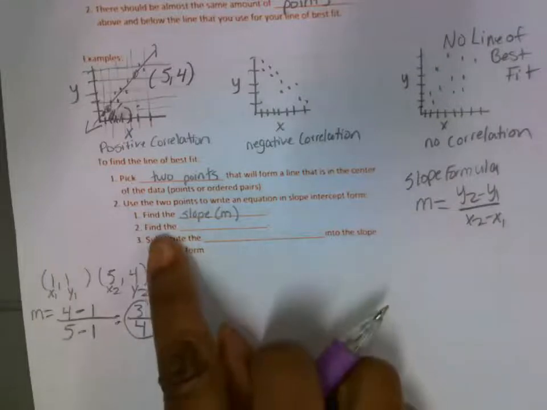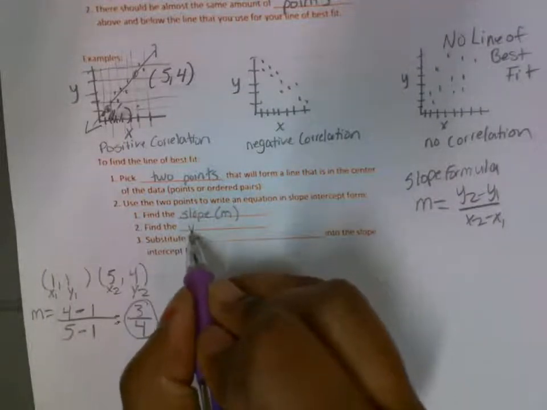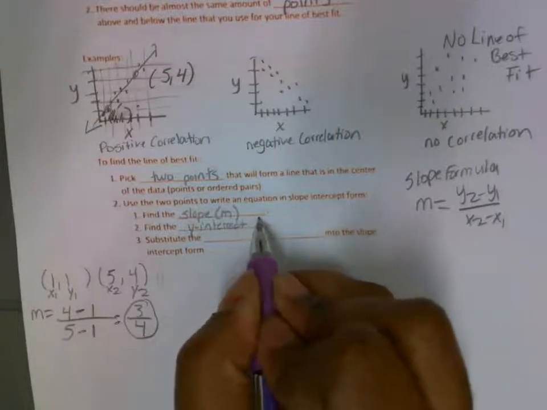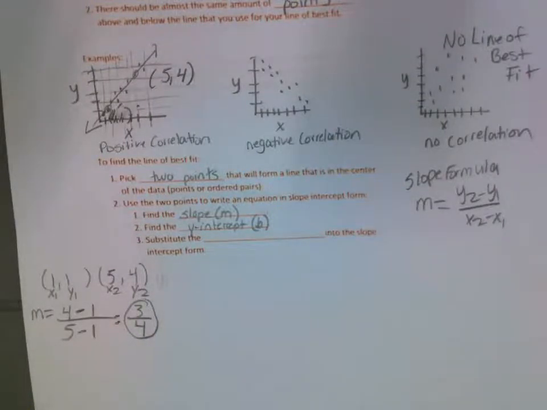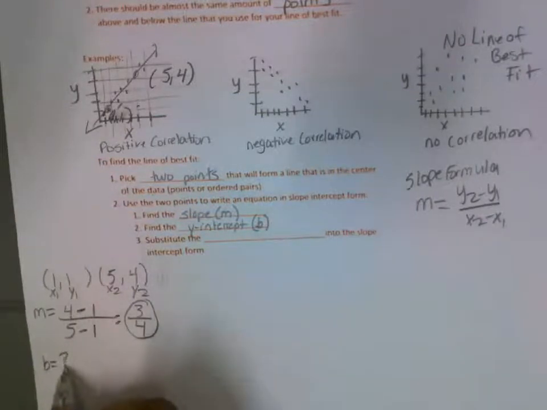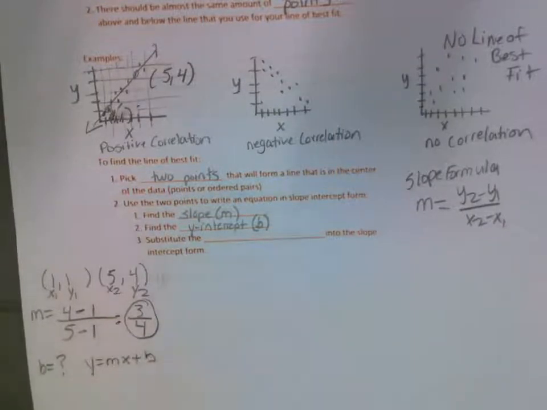My second step is to find the y-intercept. The letter for y-intercept is b. Again, guys, we have done this before. In order to find the y-intercept, to find b, you are going to use y equals mx plus b. I'm going to pause so you can catch up and think about it.